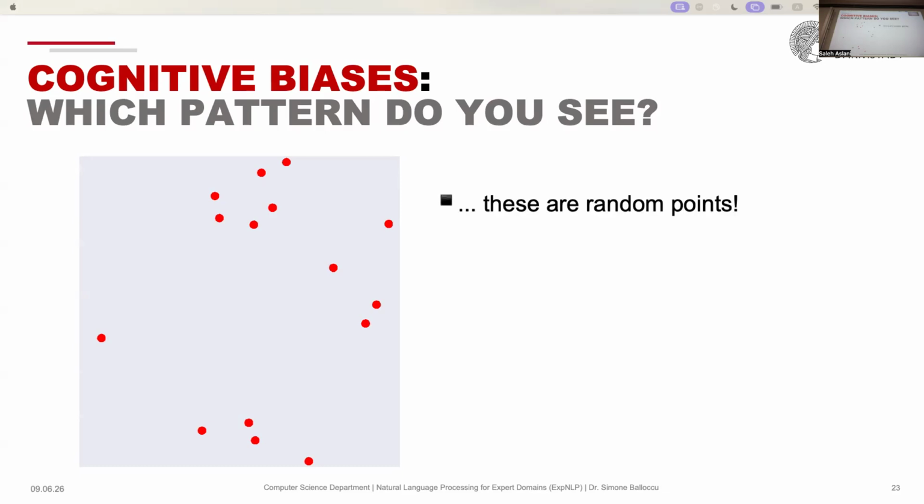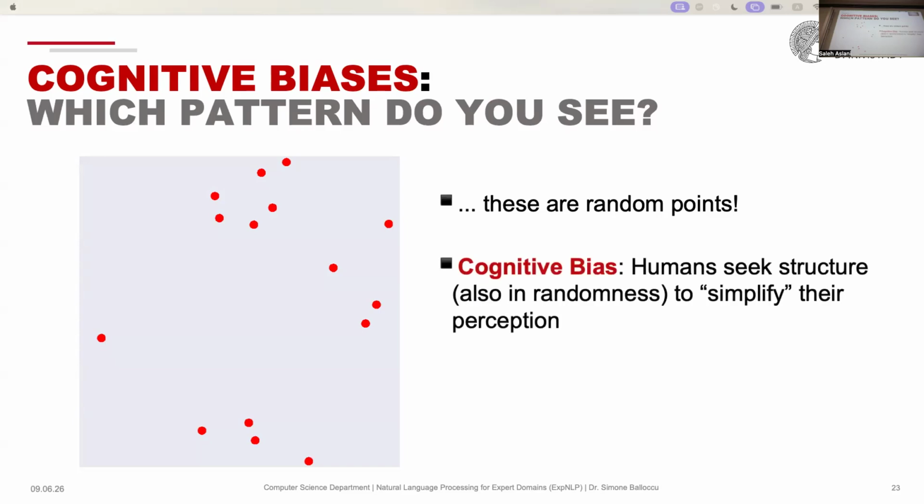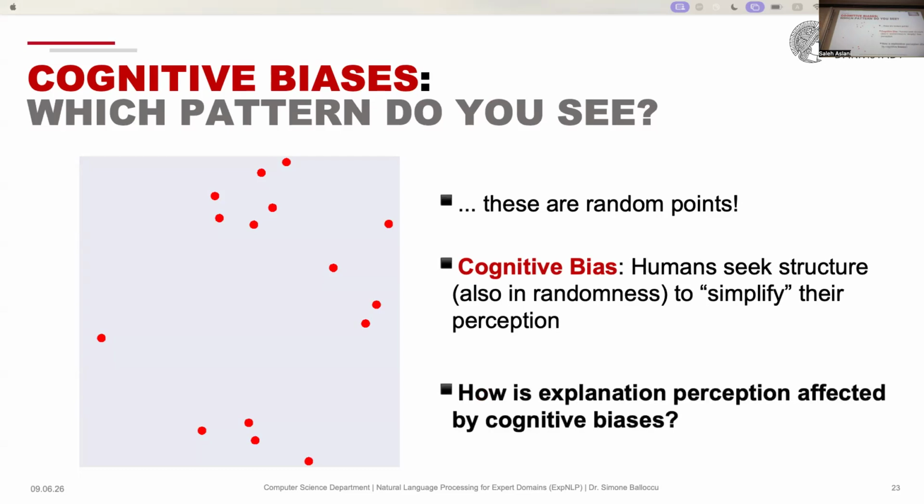There is no structure here. You like to impose a structure, but the reality is there is none. And that's what we call cognitive bias. Let's look at how this affects the perception of the explanations.